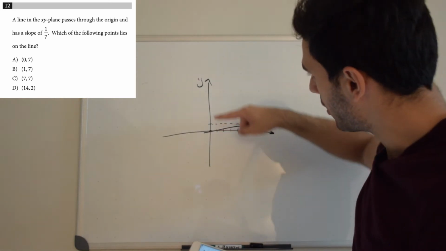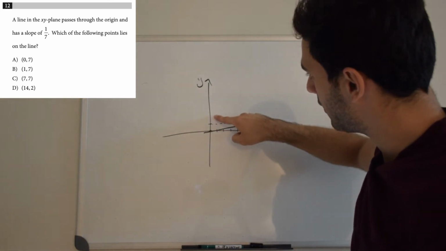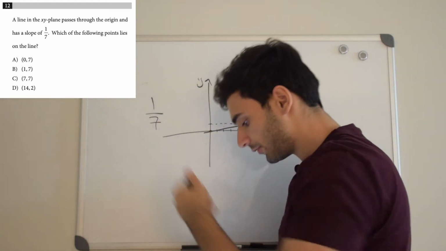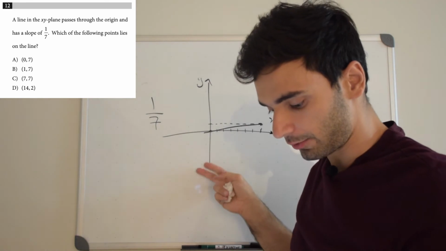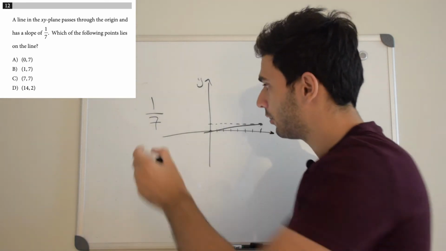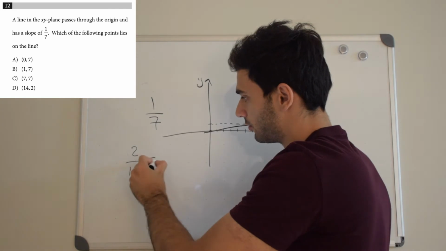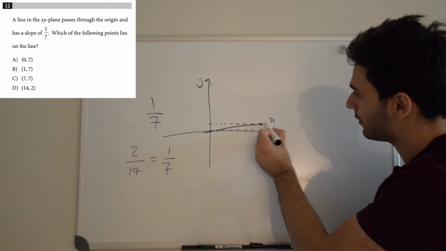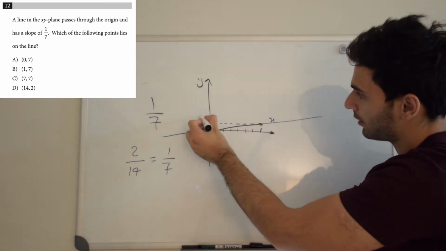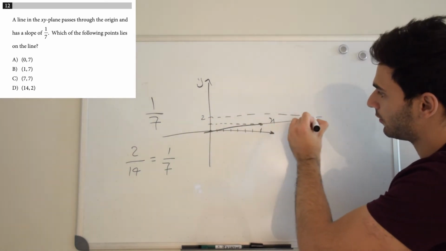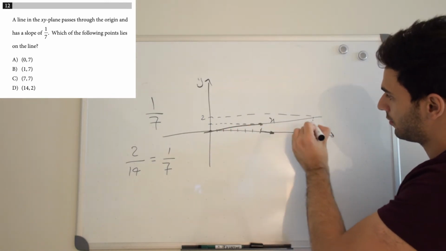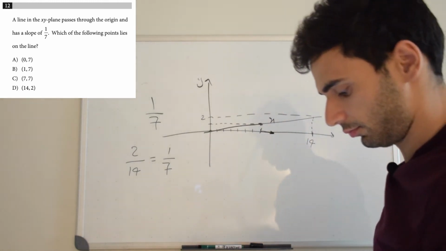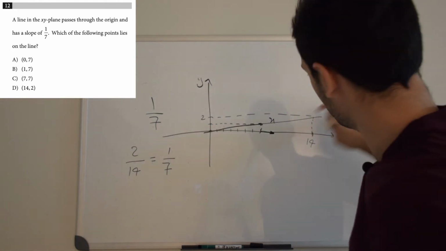It means y over x should always be 1/7. Which of these choices have that property? D has it. 2/14 is equal to 1/7. Right? If I continue this line, you can find that point. This point will be on the line: x is 14, y is 2.